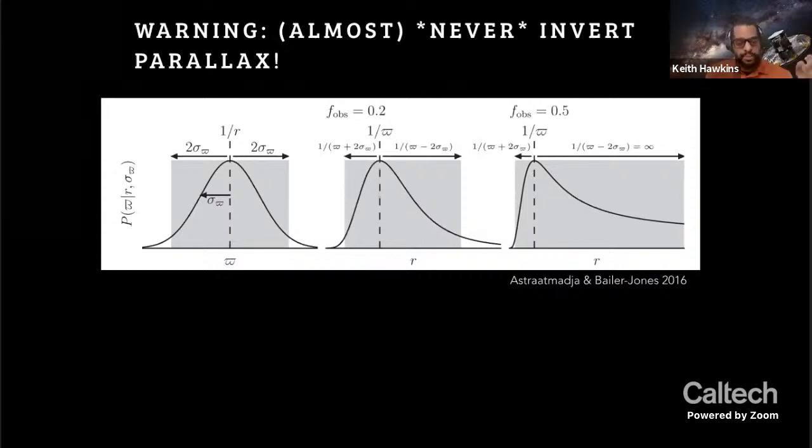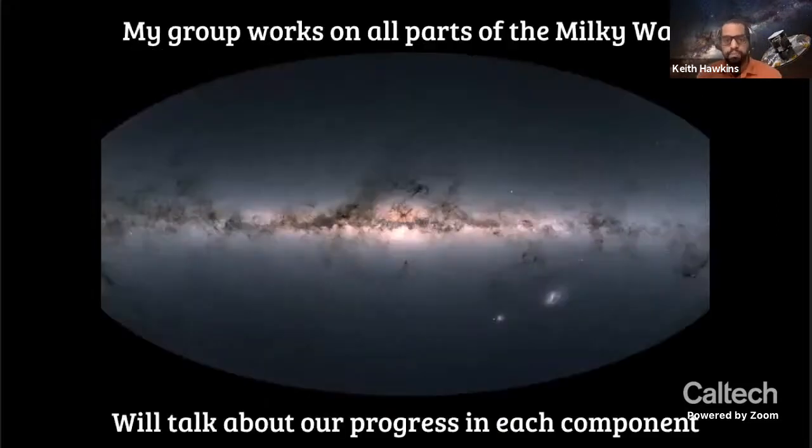But because of the way error analysis works, you generally don't want to actually invert the parallax and try to get the distance. The reason is that if the errors are roughly Gaussian in parallax space, when you invert the parallax, it's going to be non-Gaussian. You're going to get a long tail in distance space. And as a result of that, you'll wind up biasing your answer. So just be very careful when you're inverting parallaxes to get distances. Just a warning for people.